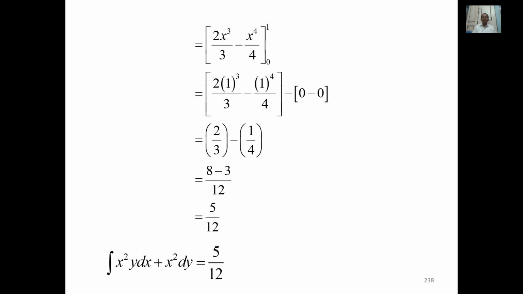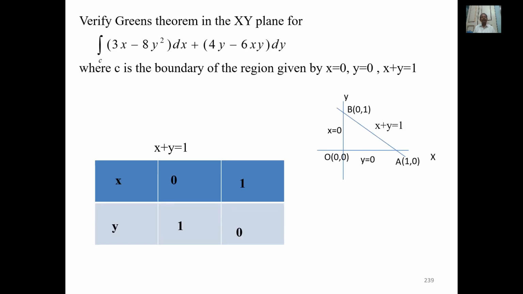Substituting the upper limit, we will have 2 times 1 cube by 3 minus 1 to the power 4 by 4, and that gives us 2 by 3 minus 1 by 4. Taking the LCM, we have 8 minus 3 divided by 12, which is equal to 5 by 12. So we have evaluated the line integral of x squared y dx plus x squared dy, which is equal to 5 by 12. Now let us solve some other problems.